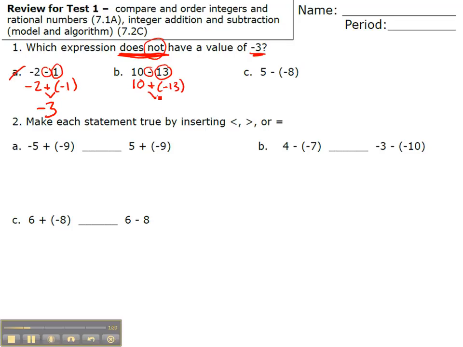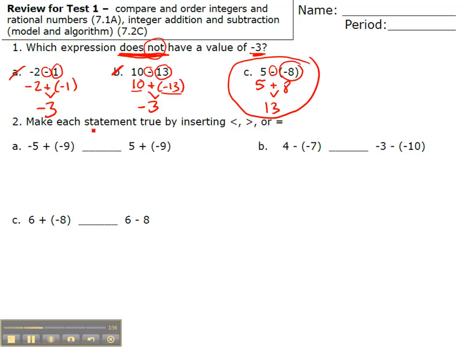Okay, this time the signs are different, so we find the difference. 13 minus 10 is 3. And then we look at our two integers. Which one is farthest from 0? Which one has a greater absolute value? And that's -13, so our sign is negative. And so B also has a value of -3. Last one is also integer subtraction, so we'll change it. We don't do anything to the first integer. Change subtraction to addition. Change the sign of the second integer, so instead of -8, we're going to add +8. And then 5 plus 8 is 13, so there's our answer.